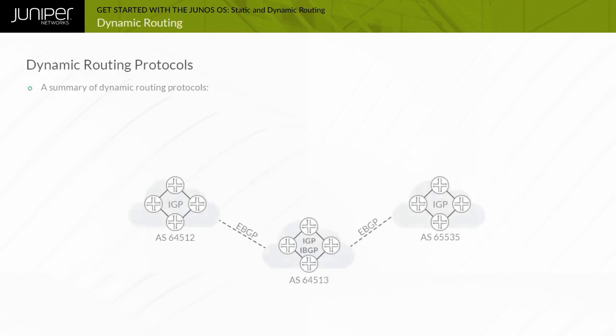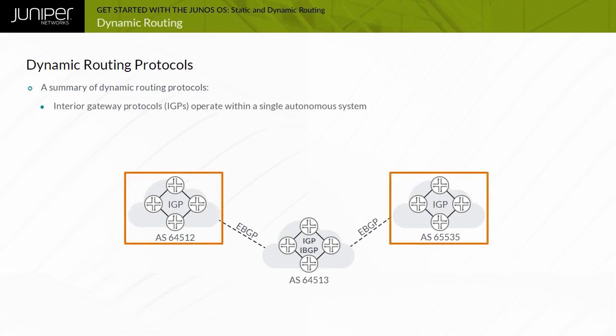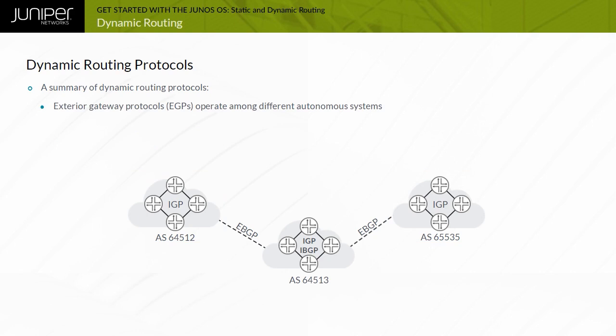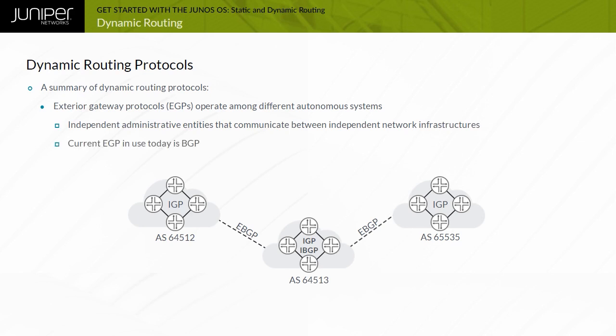To summarize the key points related to dynamic routing protocols, interior gateway protocols, or IGPs, operate within a single autonomous system. The single network administration provides unique routing policy and flexible use of network resources. Examples of IGPs include RIP, ISIS, and OSPF. Exterior gateway protocols, or EGPs, operate among different autonomous systems. In general, EGPs are used by independent administrative entities to communicate between independent network infrastructures. The current EGP that is used is BGP.